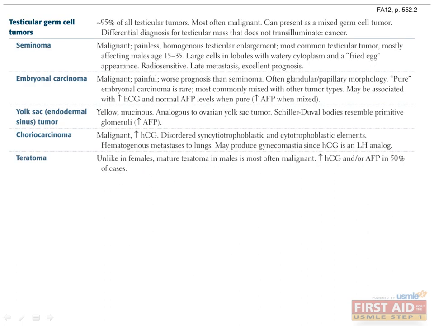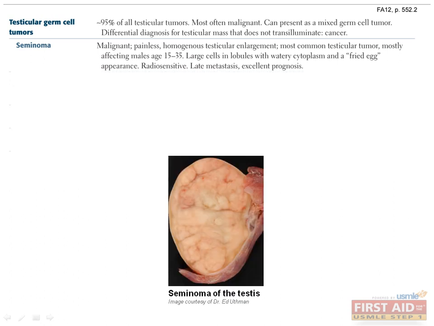As you can see here, almost all testicular tumors are germ cell tumors. Of the testicular germ cell tumors, seminomas are the most common type and occur most frequently in males 15 to 35 years old. Seminomas are malignant and they tend to show up as a painless mass. However, you can get some lower back pain if they metastasize to the lower peritoneum.